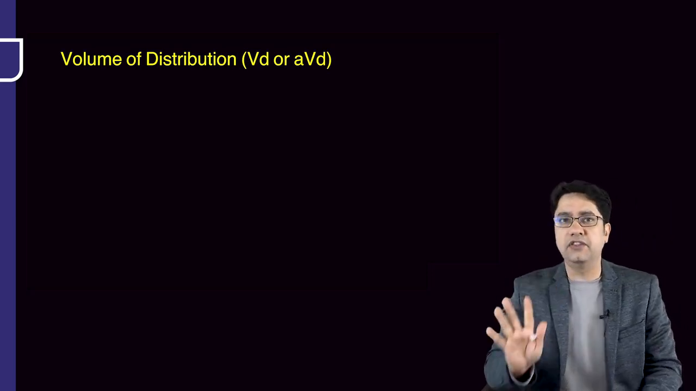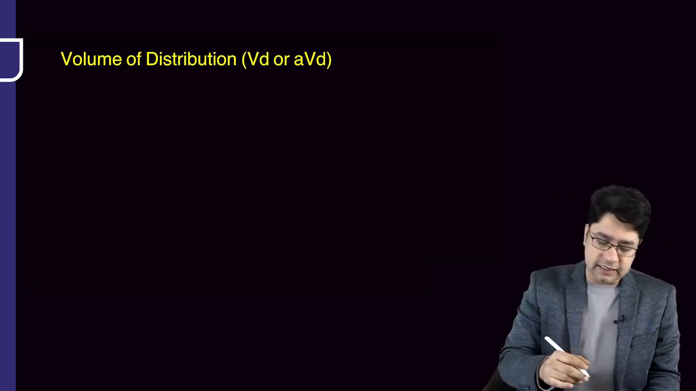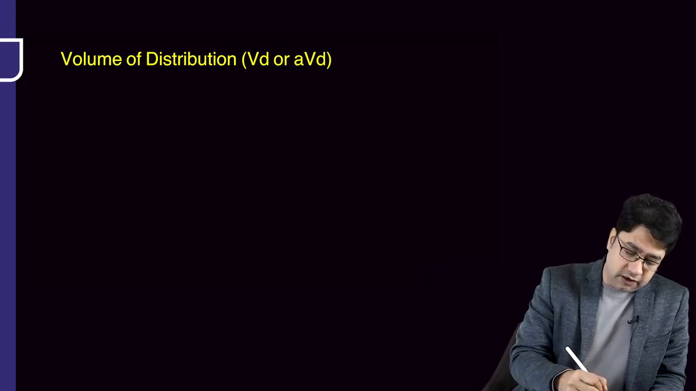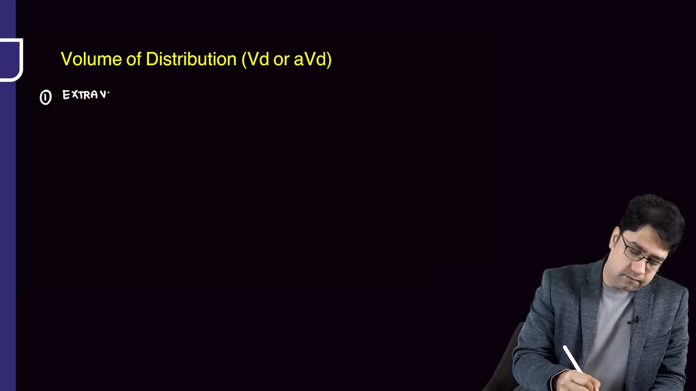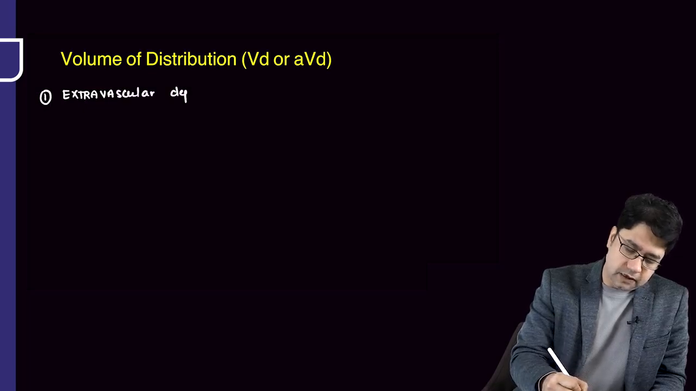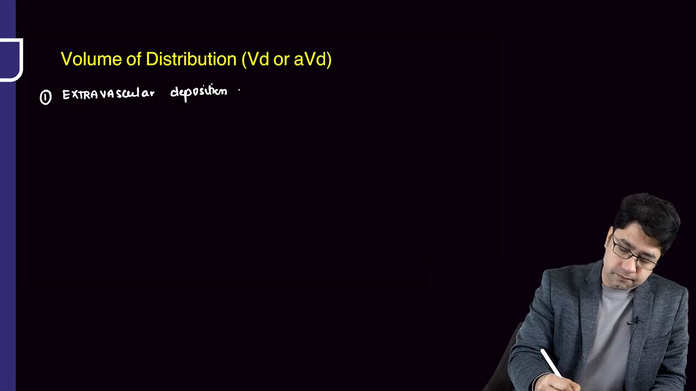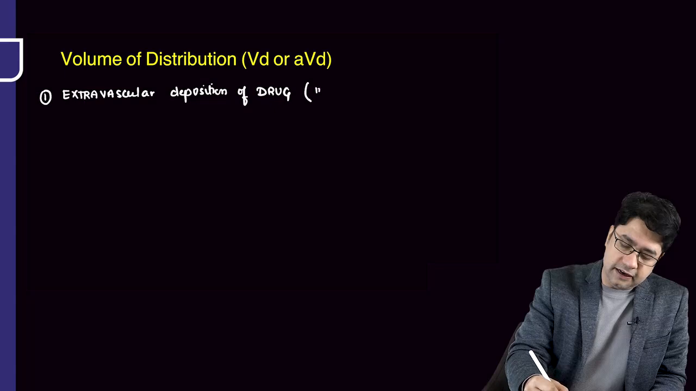So first we will write 3 points and then we will understand. In one word, volume of distribution means extravascular deposition of a drug. That is, how much drug is moving into the organ. So extravascular deposition of a drug into organs.